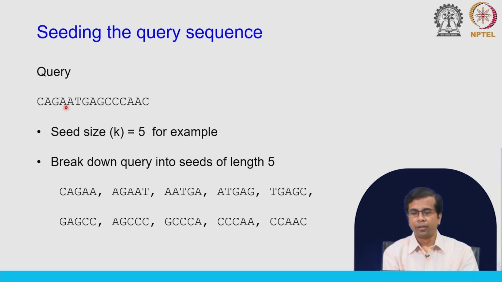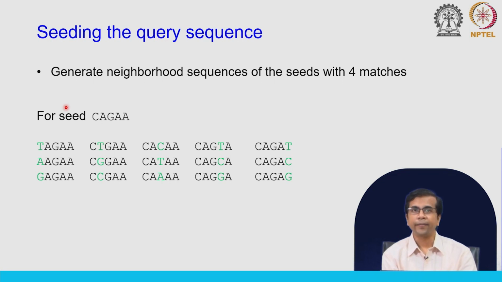For each seed now we need to generate these neighborhood sequences. We take one seed, and what are these neighborhood sequences? Neighborhood sequences of the seeds with 4 matches. Again, we can specify whether we want 4 matches or 3 matches, depending on the sequencing error that we want to accommodate in our analysis.